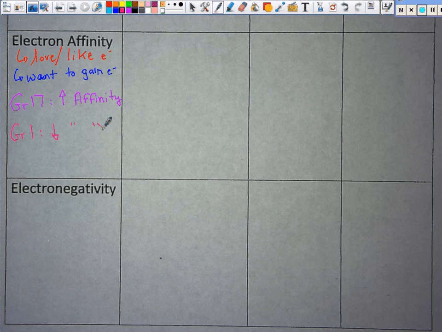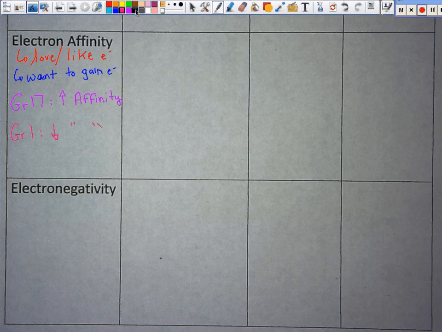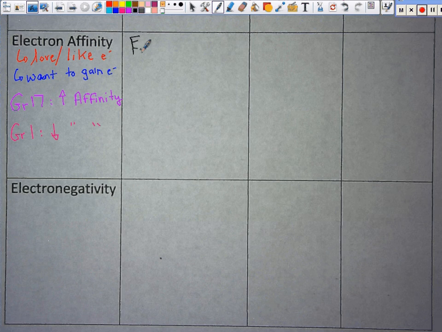All right, so here is the definition. Quotation marks. Electron affinity is the energy. Conserve your space in this box, guys. Conserve your space in this box. Energy change when an electron is added.